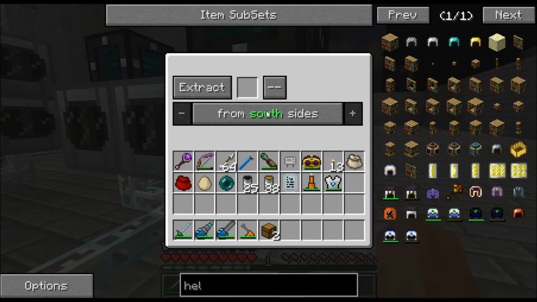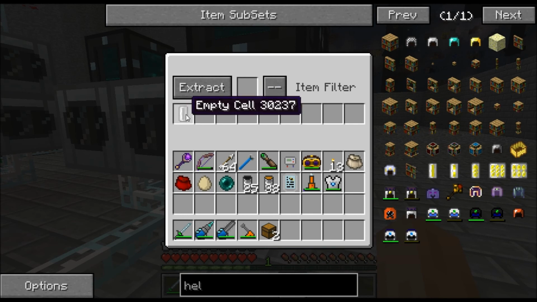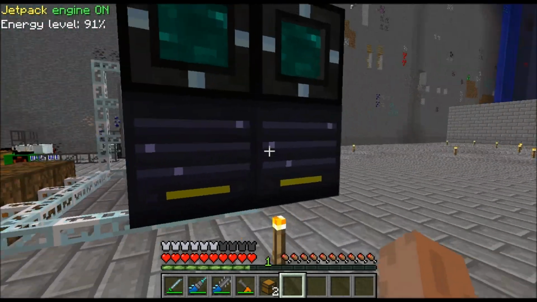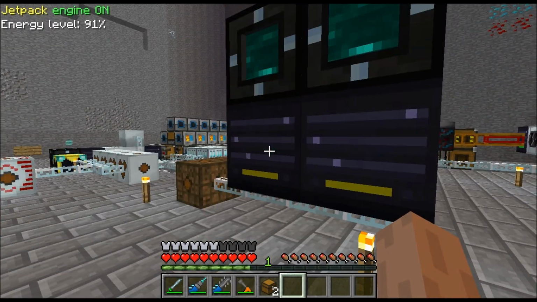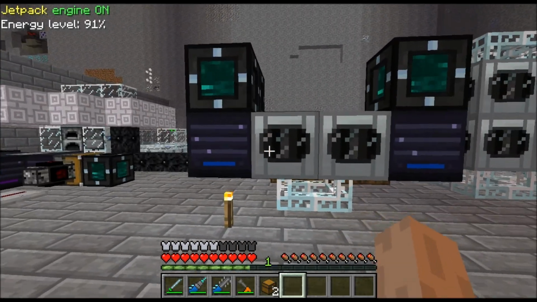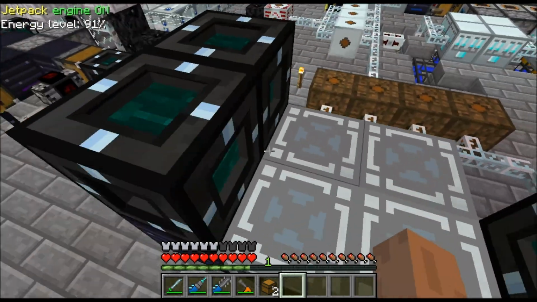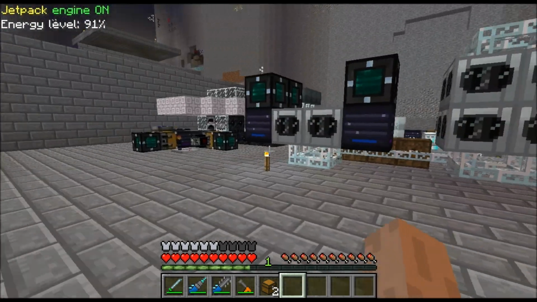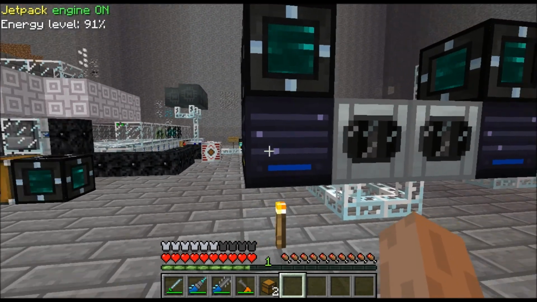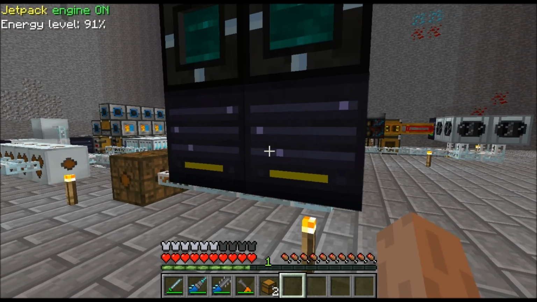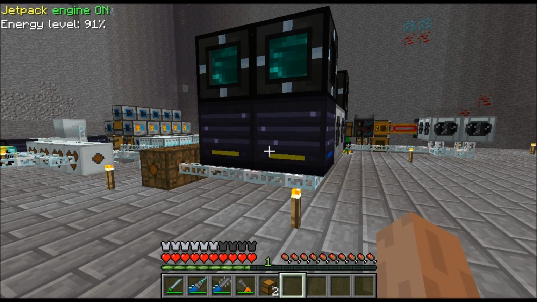And then this guy extracts empty cells, and he sends them back to the reactor return. So I guess technically this is a duplicate, but at the moment I had that there for other reasons. Originally what I was trying to do was separate the helium and insert it directly into the reactor, but I found out that wouldn't work because I need to set up a priority system.